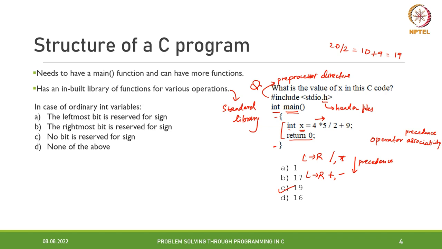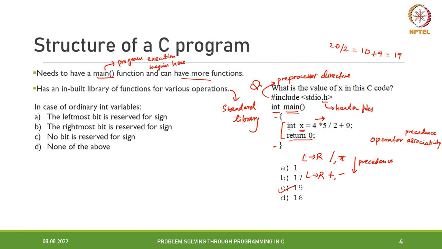So basically every C program should have a main function, and it can have many other functions. There are three things. First is the main function. The main function has to be there for every executable C program, and that is where the program execution begins. Program execution begins here at the main function.